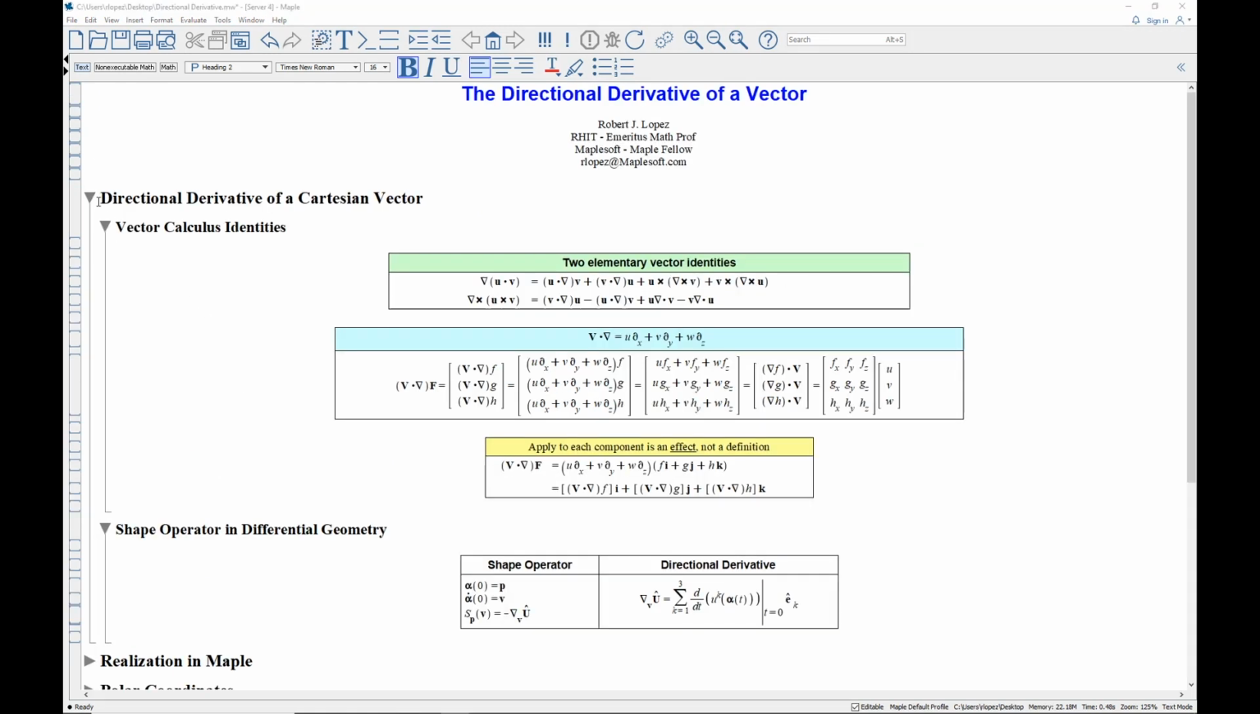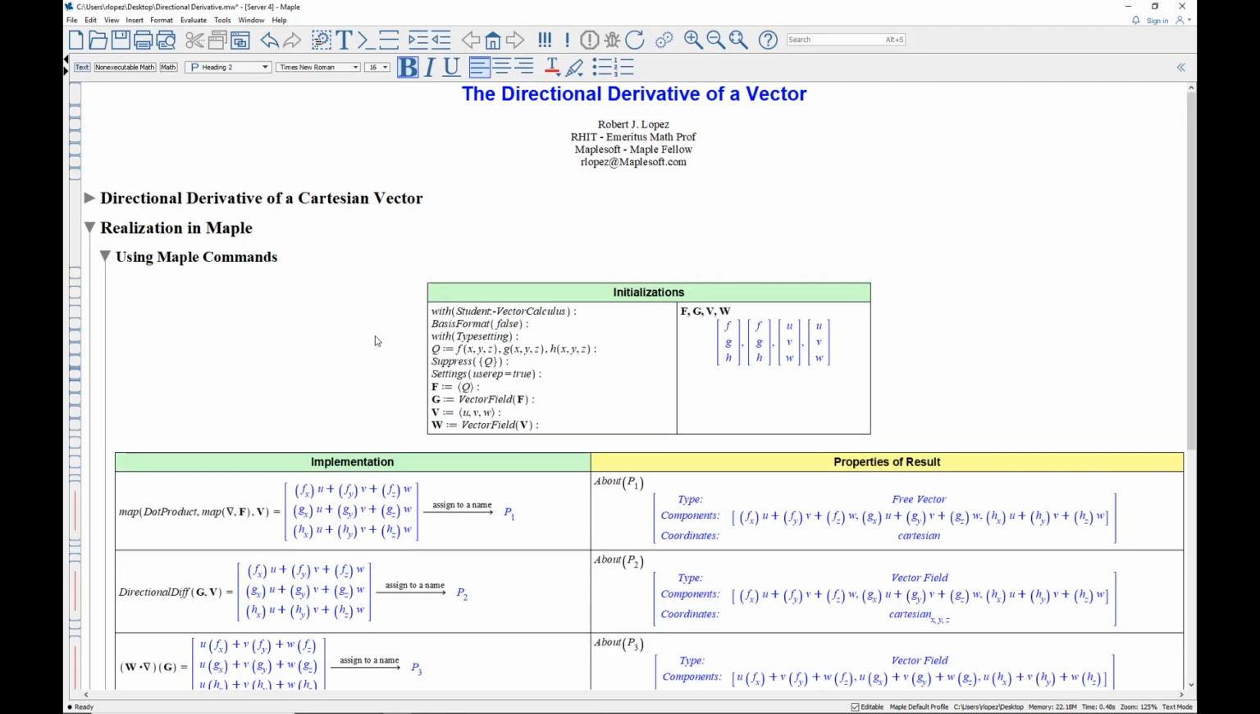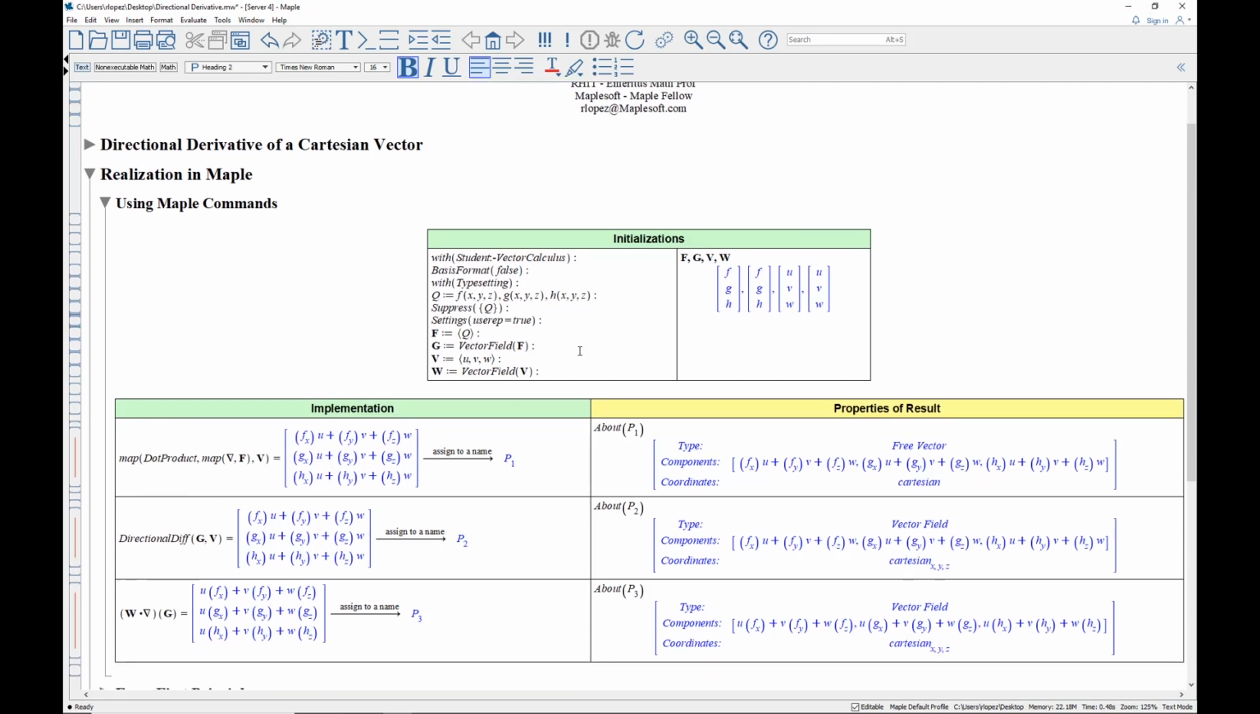Can we realize this in Maple? Well, let's do it with Maple commands. So here are some Maple commands to set things in motion: work in the vector calculus package, with some typesetting things to make the notation a little bit cleaner. F is a free vector, with components F, G, H. G is the vector field version of that vector. V is the direction vector, it's a free vector. W is the vector field version of that direction.